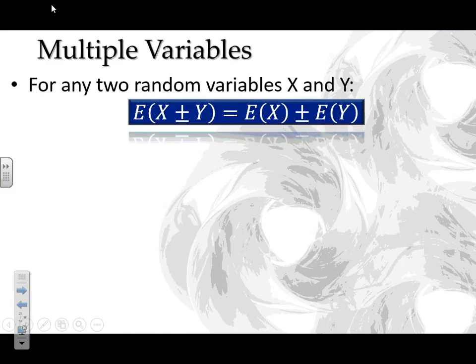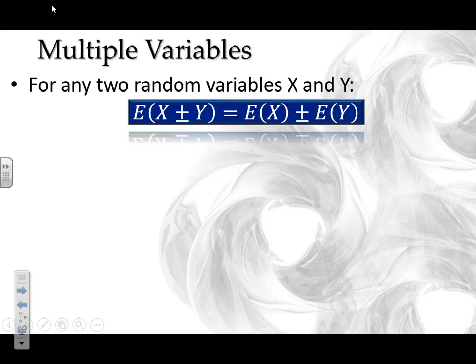If we take random variables and we want to combine them either through addition or subtraction, so we want to find the sum or the difference. In this case, I have two random variables, x and y, and I want to add or subtract my variables. If I want to combine the random variables and find the new expected value, all I need to do is take the expected value of x alone, take the expected value of y alone, and then simply add or subtract them.